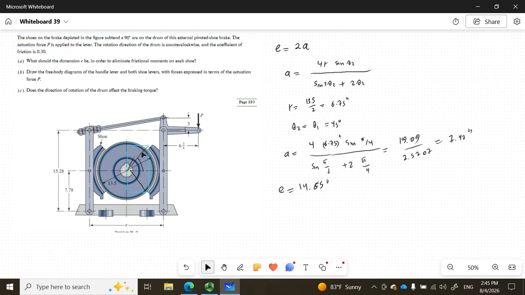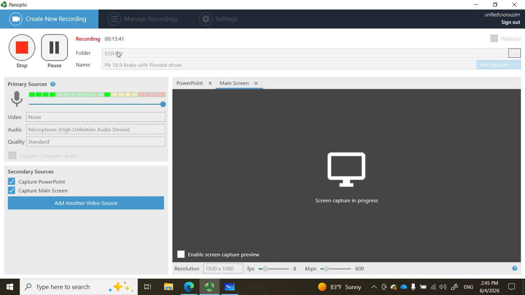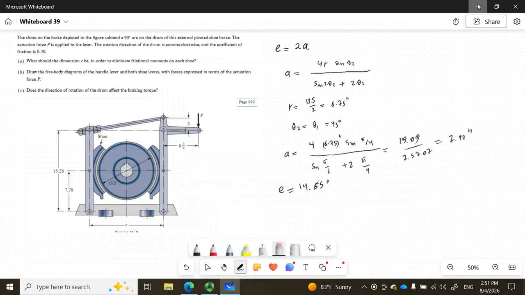So this means that with this choice, these shoes are not going to be tilting, it's going to stay vertical. Alright, so that's a good choice. So we found the E, part A, but let's look at part B.